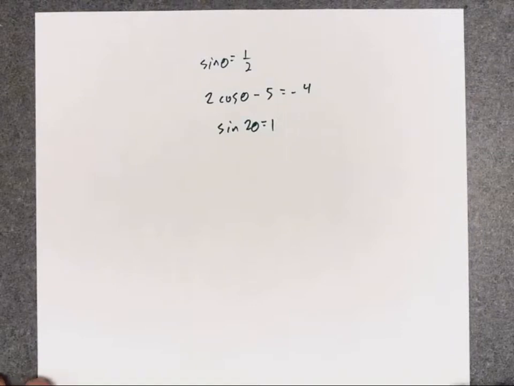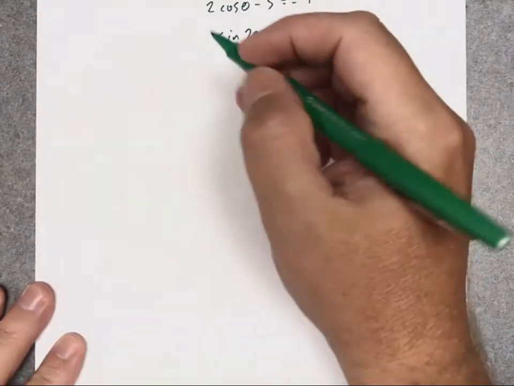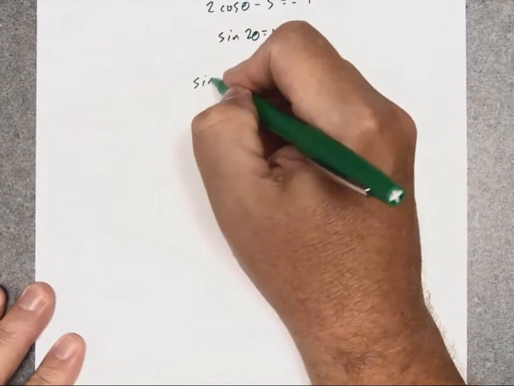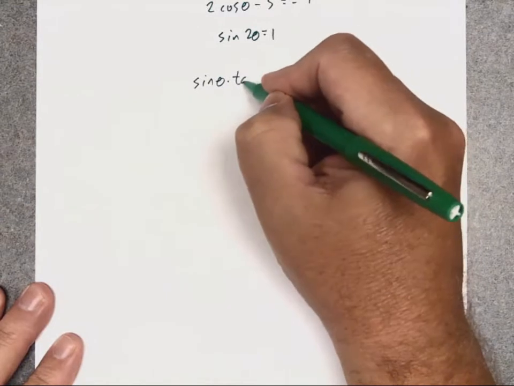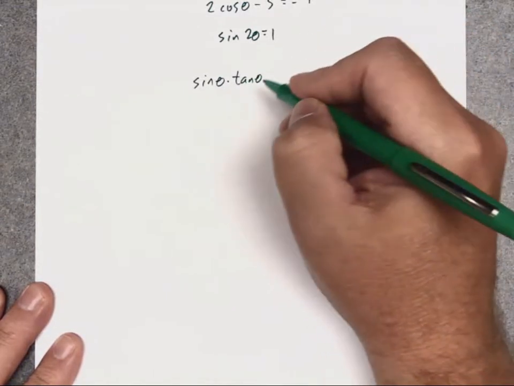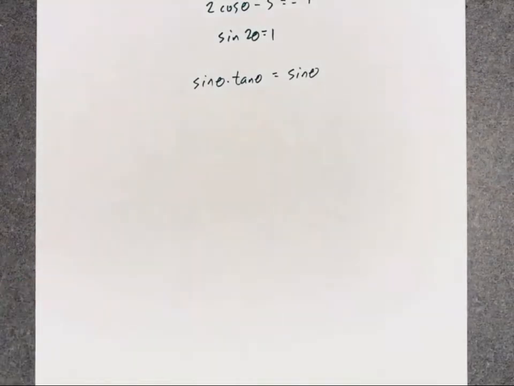Now the last thing we have to look at is solving equations like this. So here's the first one we're going to solve. Sine of theta times tangent of theta equals sine of theta. It turns out this equation has three different trig functions.